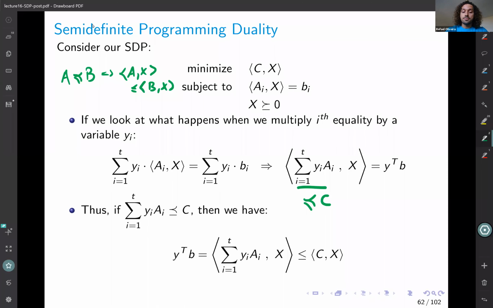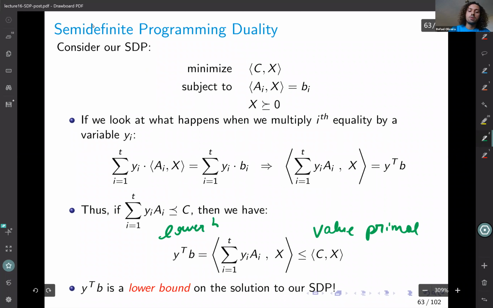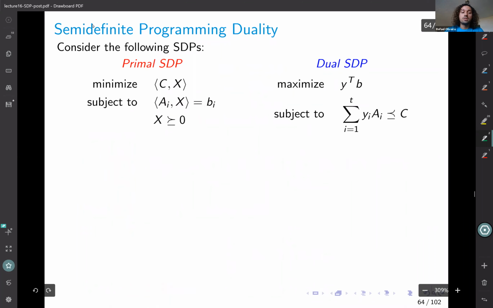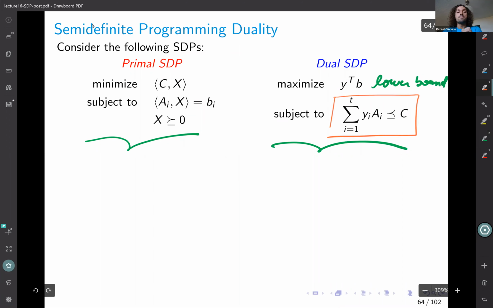And now note that what we got is that y transpose b will be a lower bound on the value of our SDP. So this is the value of the primal, and this is a lower bound. So then we have set ourselves up for our duality, right? Because now we can just define the following program. If I look at the primal SDP on the left, I can define the following dual SDP, which is to maximize my lower bound, as we saw, subject to this condition that I need for my lower bound to hold.